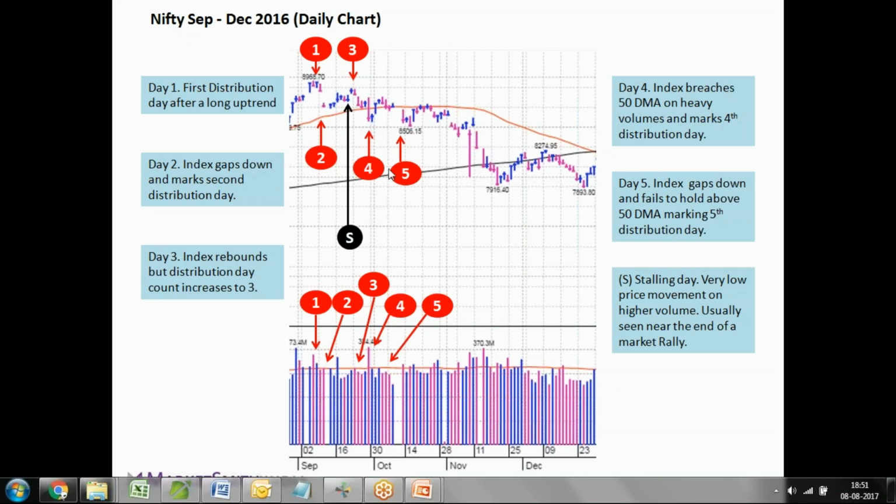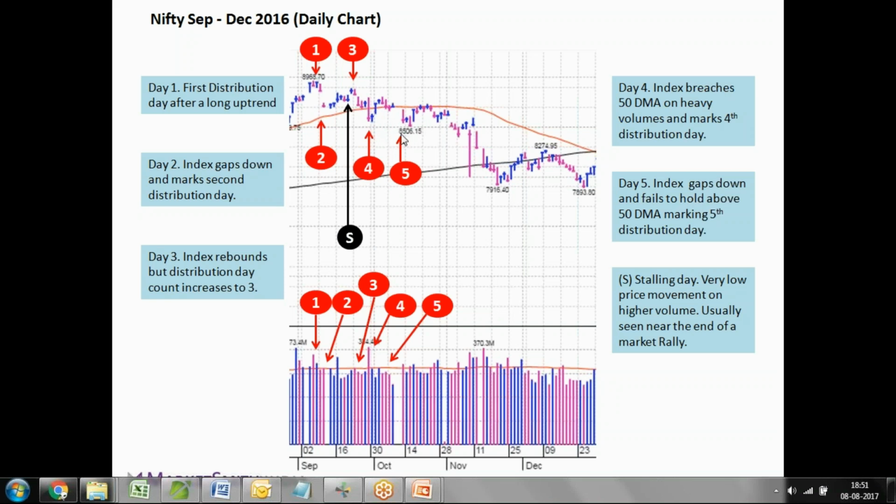So first we will cover all these days marked 1 through 5, and we'll talk about them, and then we'll come back to what this S means, and we'll talk about this as well. So day 4 is when it breaks below the 50-day moving average, and it was the fourth distribution day. So moving on, what happened after that? As you can see, the index managed to recover a little bit after day 4, moved back above the 50-day moving average.